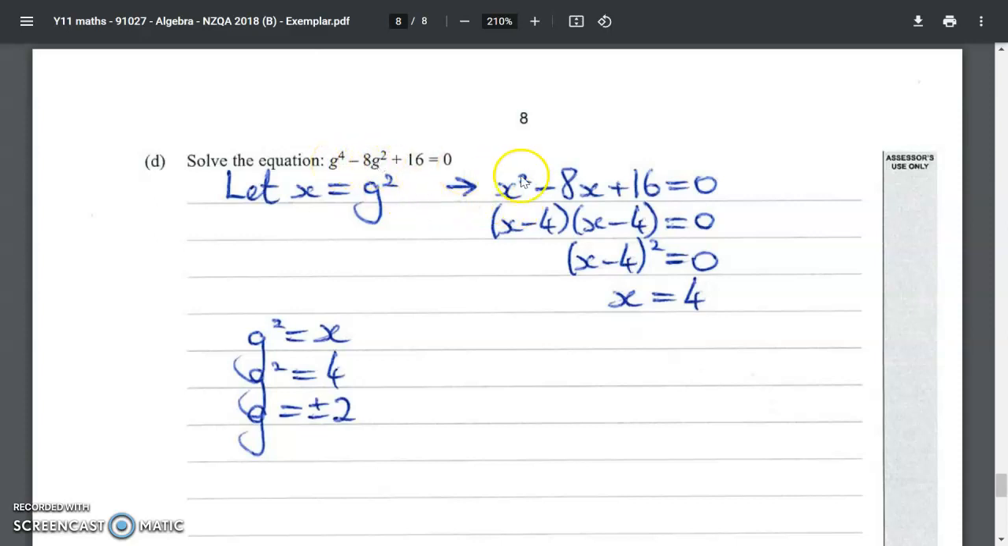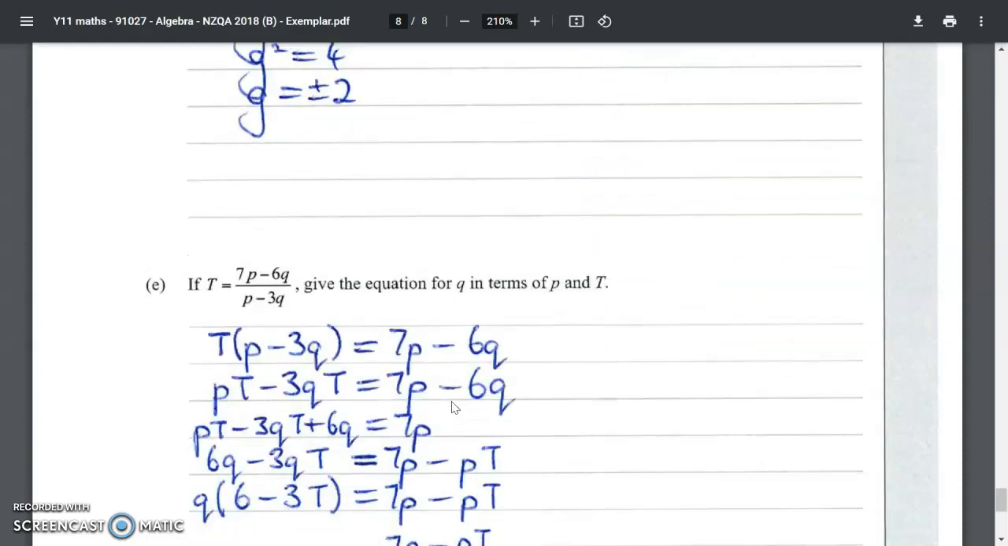Negative 8g squared, we can write as negative 8x because we've replaced g squared with x, and we've got plus 16 equals 0. Factorizing that, we get x minus 4 times x minus 4 equals 0, x equals 4. x is equal to g squared, which means g squared equals 4 because x equals 4, therefore g is equal to plus or minus 2.